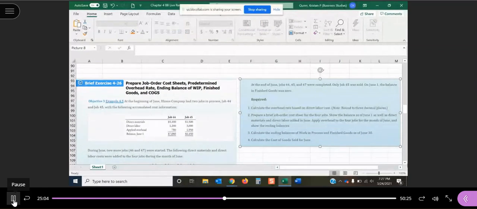And one thing that I want to point out with job order cost sheets is the only thing that goes into a job order cost sheet is in fact cost. So you're never going to put hours in there, so just be mindful of that.